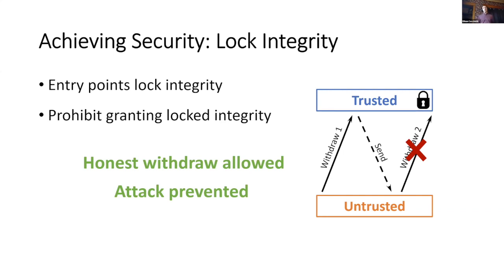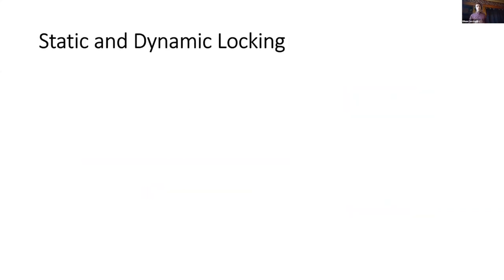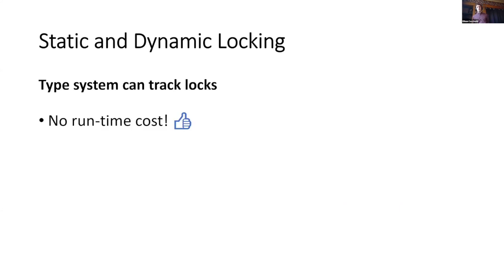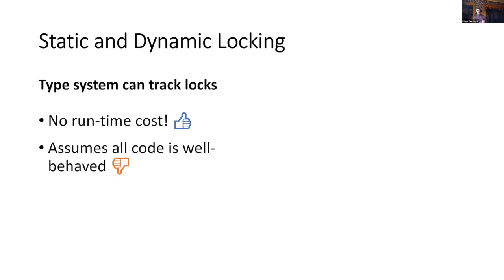There are two different ways to do this locking. We can do it either statically or dynamically. The reason I bring up this separation is that they have very different contours to them. First of all, for static locking, we can track the locks with a type system. Tracking the locks with a type system has a really nice property that there's no runtime cost whatsoever, because we can just check everything at compile time, and if all of the locks are satisfied, we don't have to do anything at runtime. But it assumes all of the code in the system is well behaved, which is, as I mentioned at the beginning, one of the core things that we're trying to avoid here.